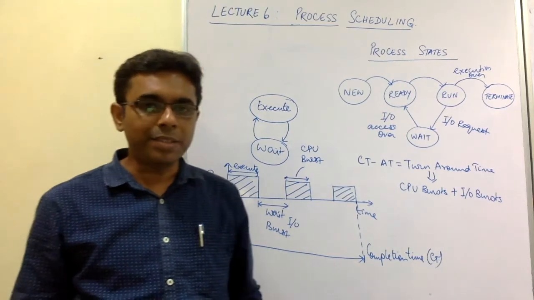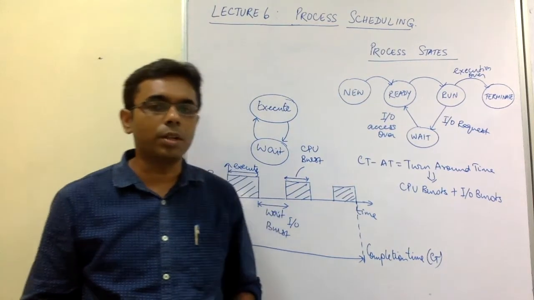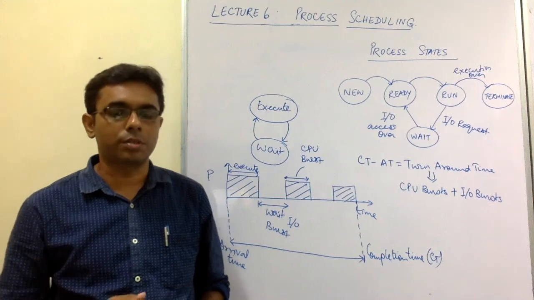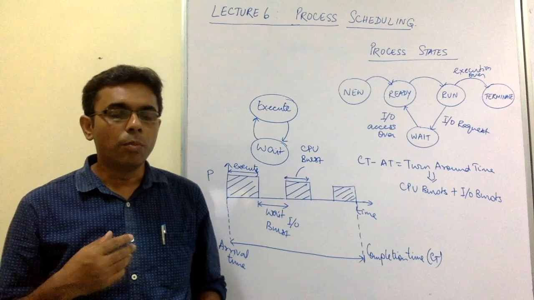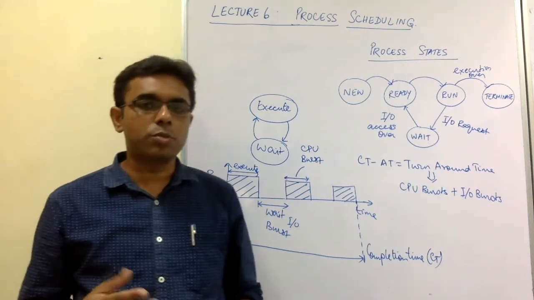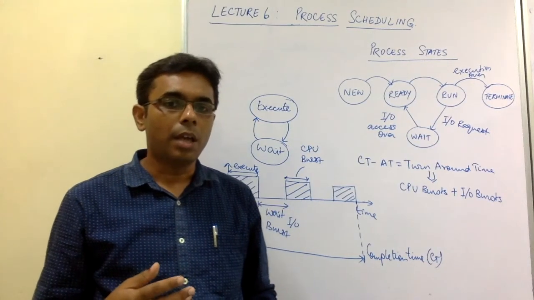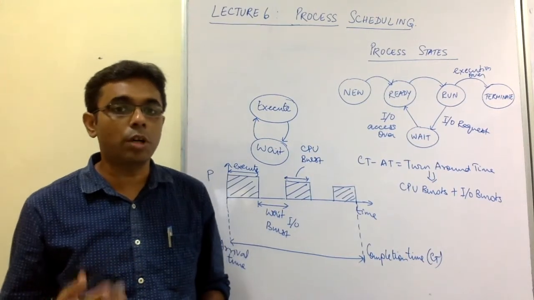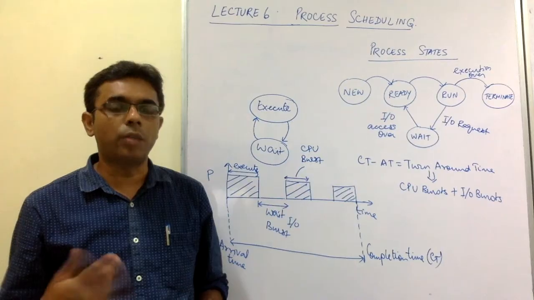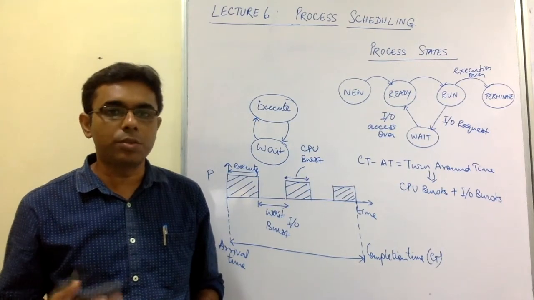The basic idea of a CPU is to run a process. So the aim is to keep the CPU busy as much as possible. The CPU should not wait. It should do some work, and the work that it's supposed to do is execute some process.